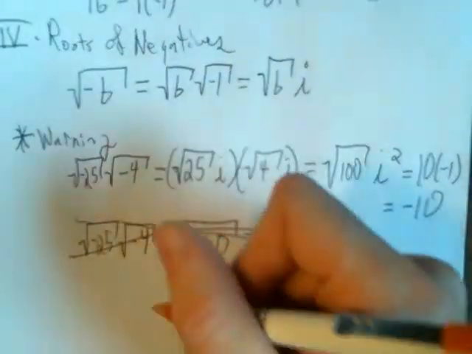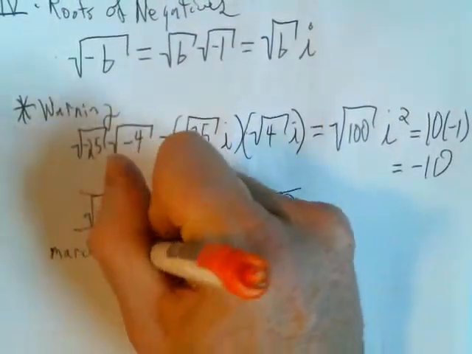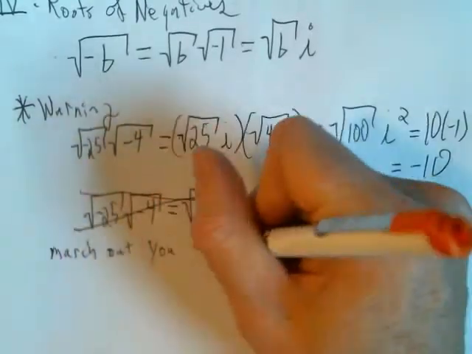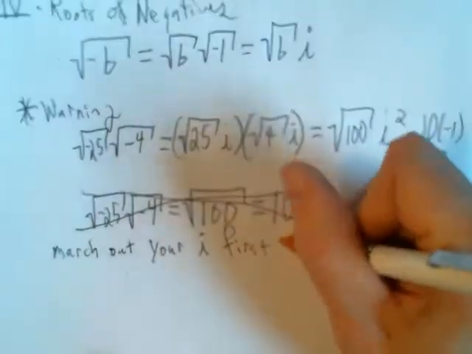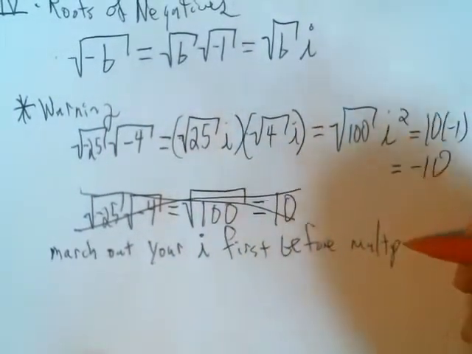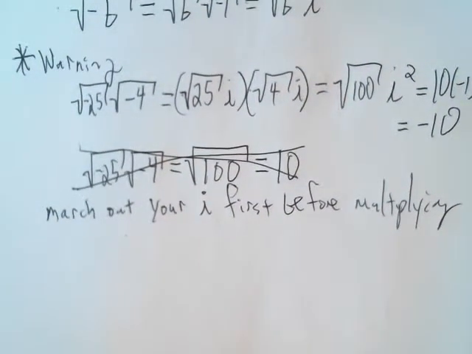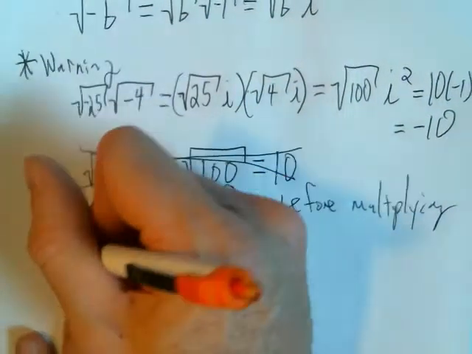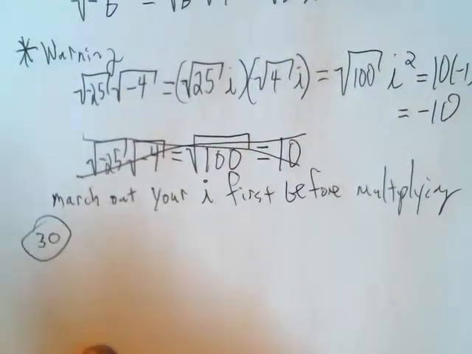Okay? So the moral of the story is to march out your imaginary units first before multiplying. Okay, so let's look at some problems. So number 30, we're just simplifying these things.